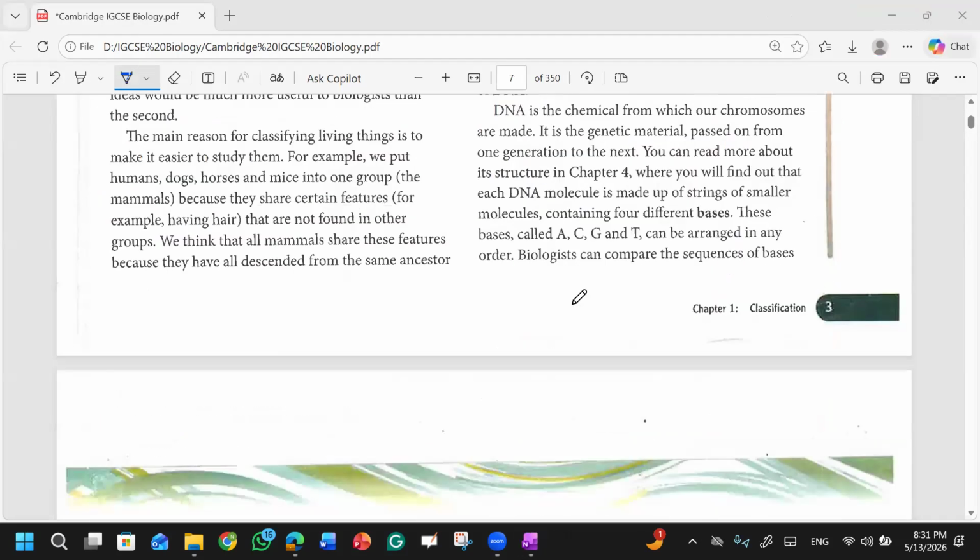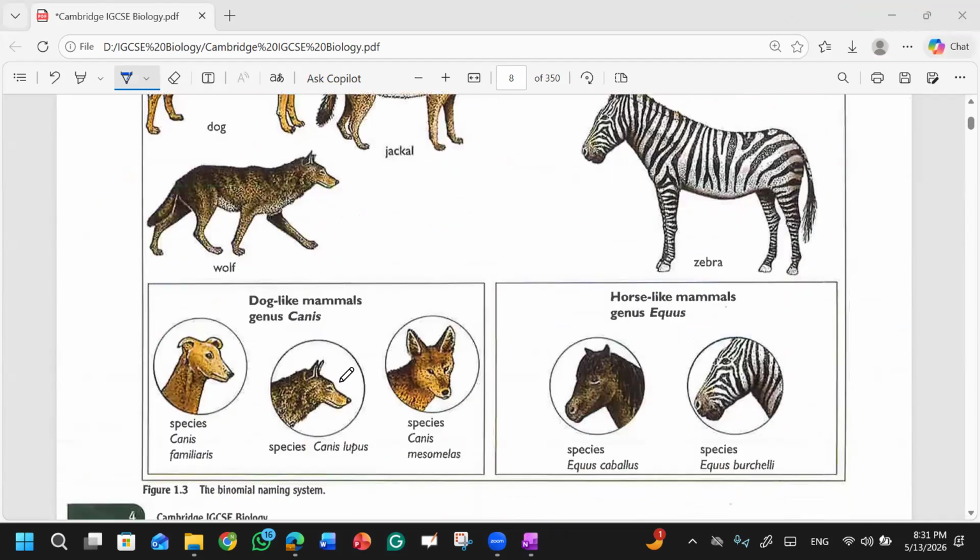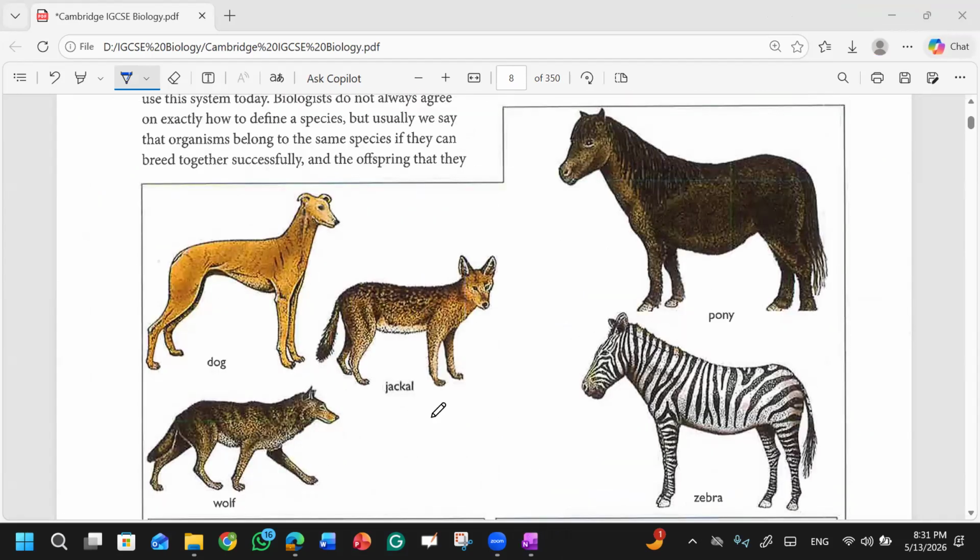In this, we discussed the example in which there are a total of five species. Of these, three resemble each other: the dog, jackal, and wolf. So they will share a common ancestor, right? On the right side, there are the pony and zebra. They both resemble each other, so they both will have a common ancestor. But if you compare a jackal with a pony, we will say they have different ancestors.